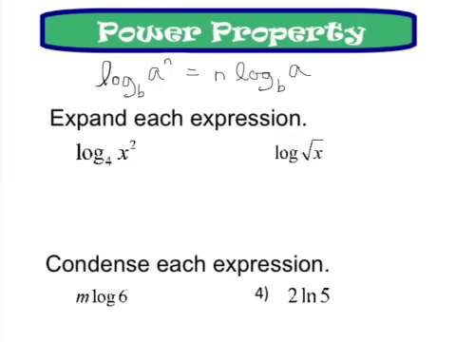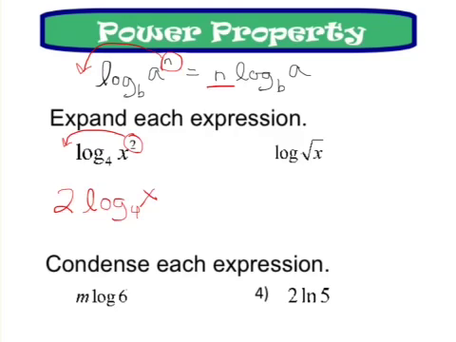And the last property that we'll practice today is the power property. And the power property says that if there's an exponent in the expression, we bring it out in front and turn it into multiplication. So for example, if we expand, we're going to take this exponent here, bring it to the front, and this will expand to 2 log base 4 of x.